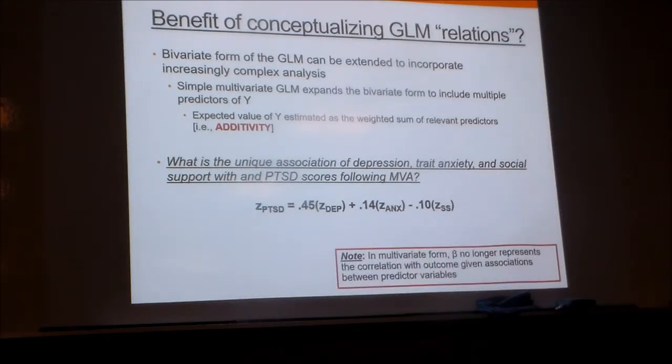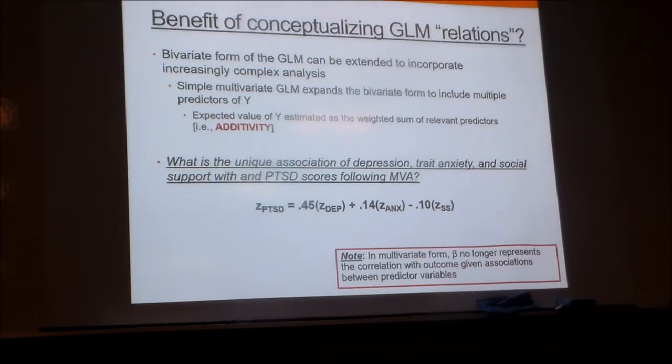All right. Now in multivariate form, some people will talk about multivariate statistics as, by definition, talking about multiple outcome variables. Here, the terminology we're using, if we're talking about a simple multivariate GLM, we're saying we've got a bunch of predictors, but just one outcome here.